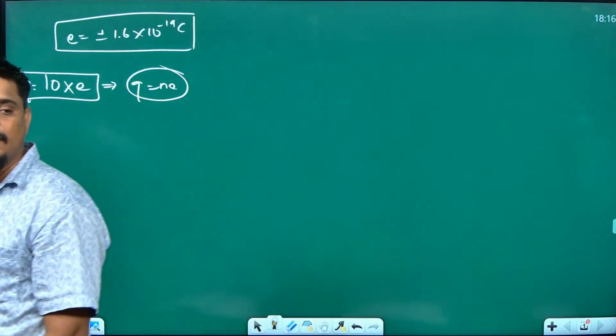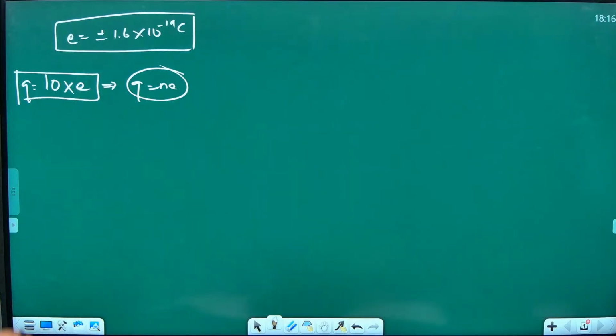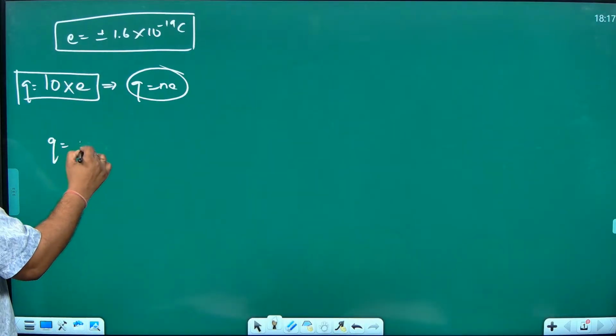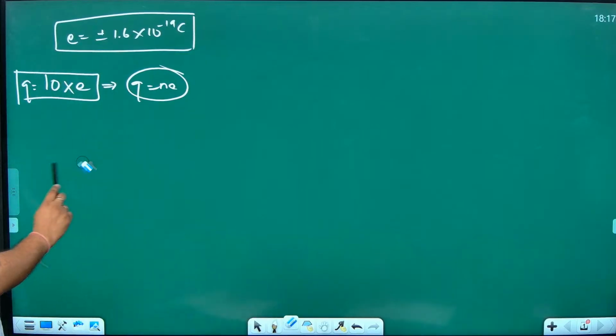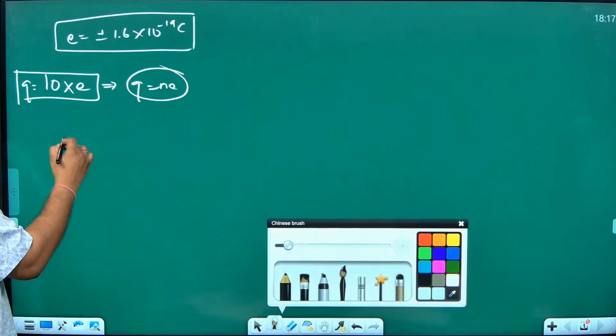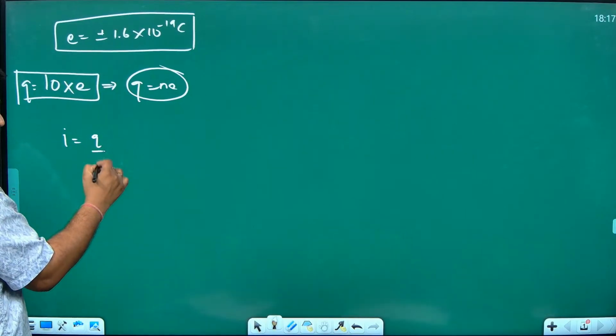I said in the previous classes to you that if the charge starts to move, it creates current. So, what is current? It is the flow of charge, rate of flow of charge. I is equal to Q by T. Current is charge per unit time.